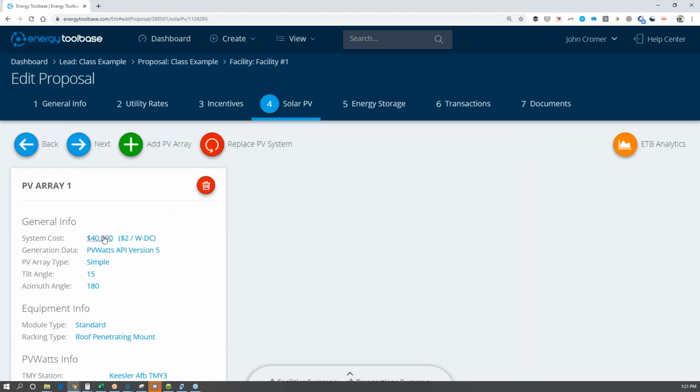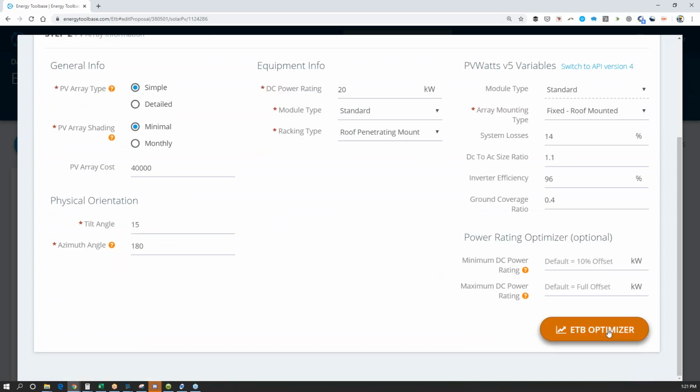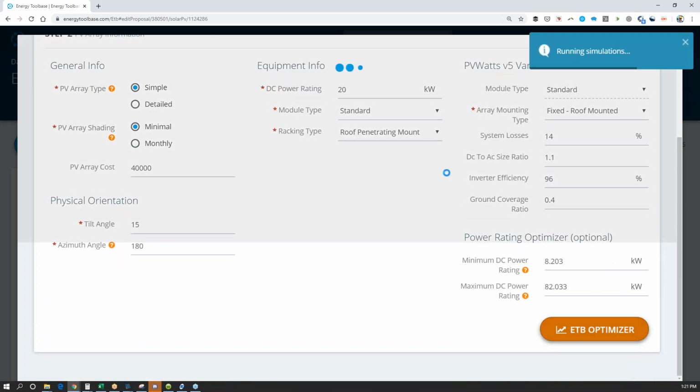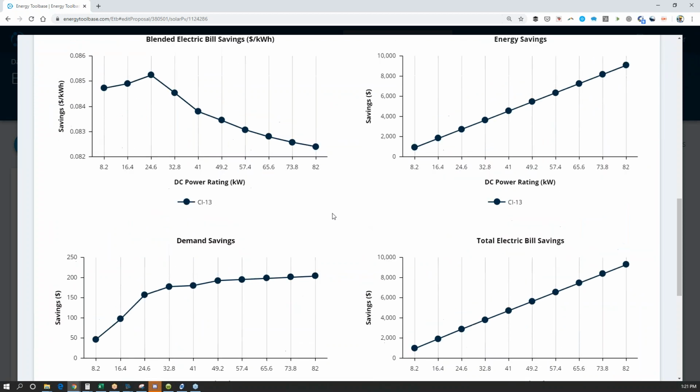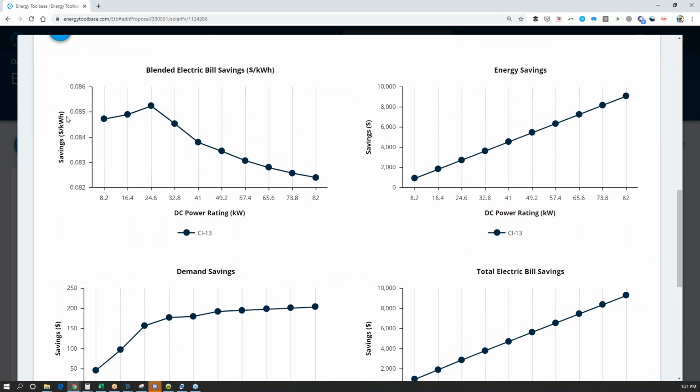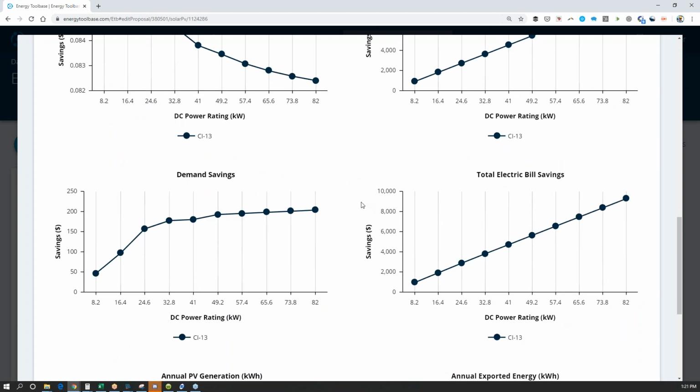So we're kind of guessing that size. There are optimization tools put into it that kind of give us some insight on our effective kilowatt hour rate. That's saying, look, your effective value for this array is around 8.5 cents a kilowatt hour, although it does slightly decrease the larger the array goes.